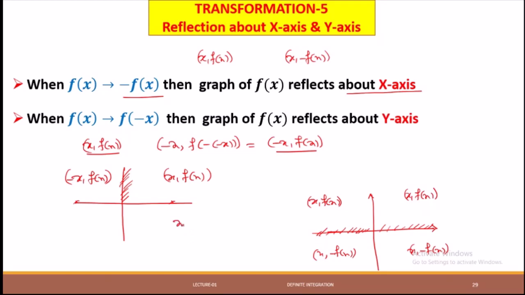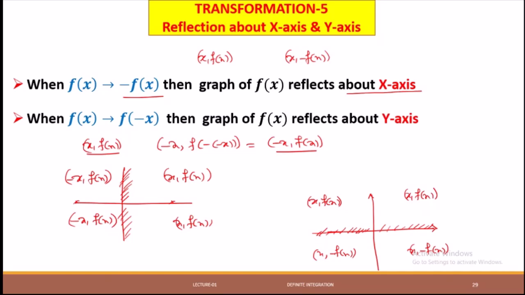Suppose the same point lies here, x comma f of x, then immediately this point will be in the third quadrant, and vice versa. So if you have a graph with these points, you will have a graph with these points. That means it is reflection about the y-axis and vice versa. Hope you have understood the geometrical meaning of it.